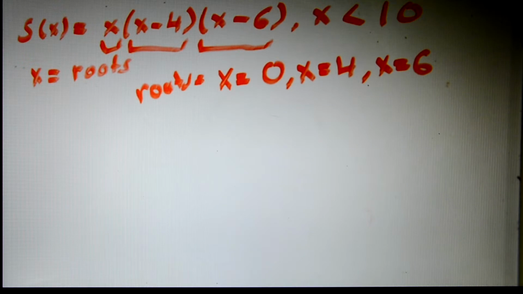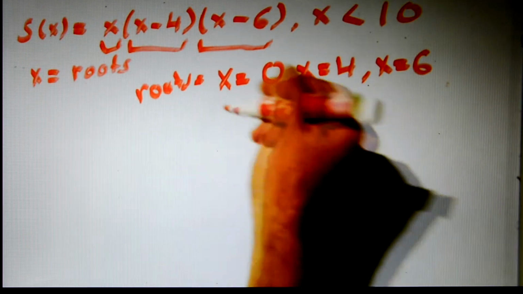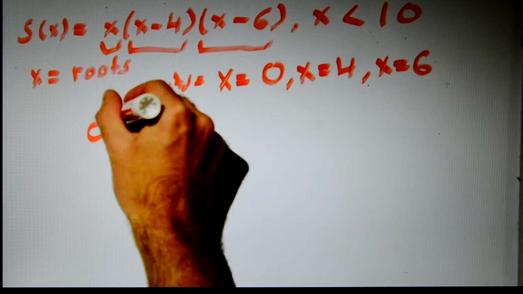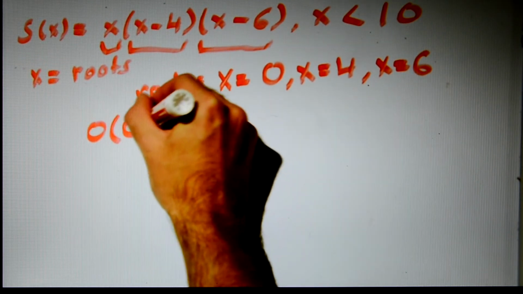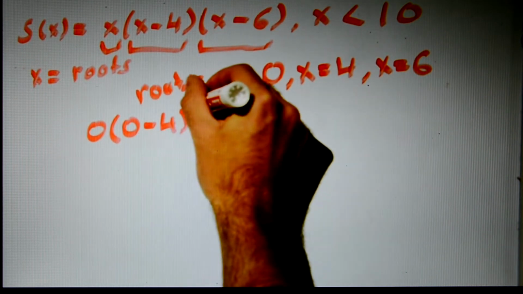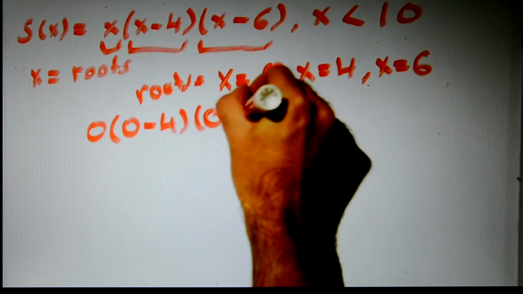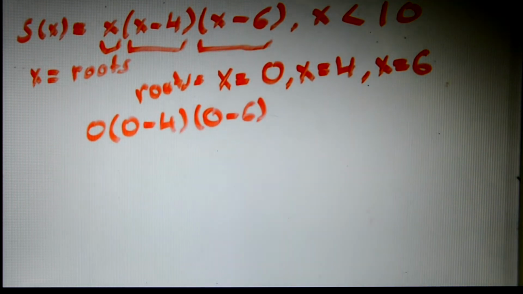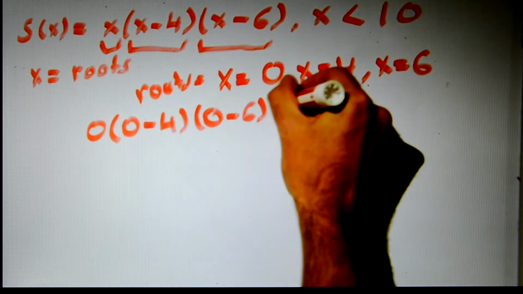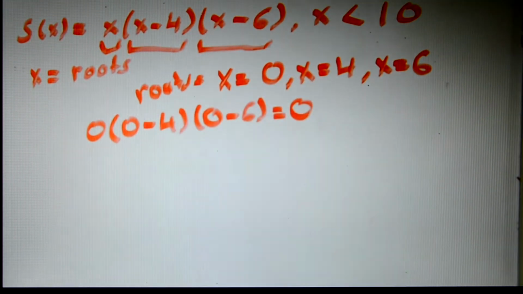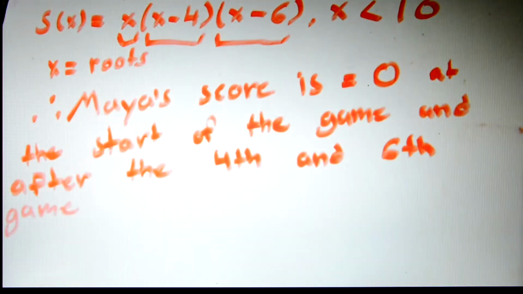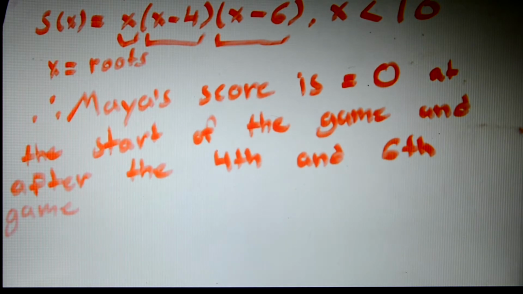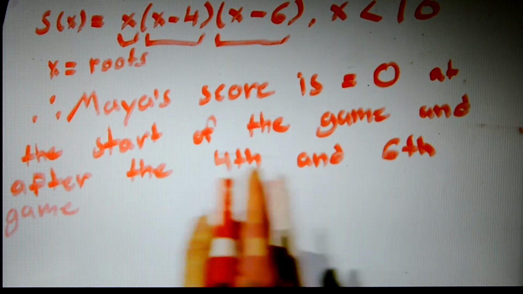To prove this, let's sub those values back in as x. First off, we have 0 times (0 minus 4) times (0 minus 6). And 0 times anything equals 0, therefore, the answer is 0, which is correct. Therefore, to conclude, my score is equal to 0 at the start of the game and after the 4th and 6th game.